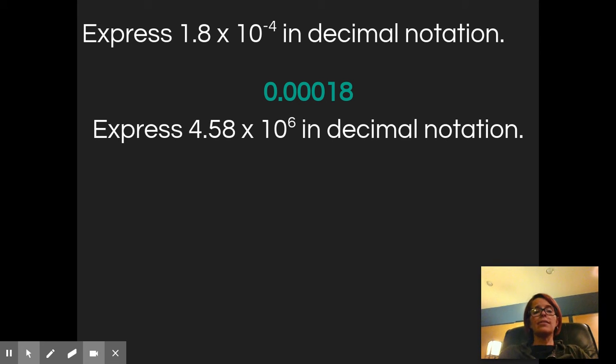Vice versa, since this exponent is positive, 4.58 times 10 to the 6, a positive number, you're going to move the decimal in the opposite direction. And so we're going to have a really big number.